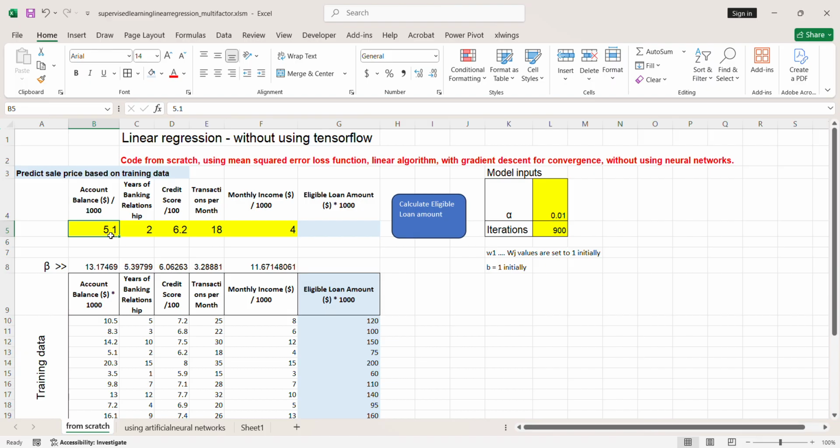Now let's go for the prediction. This is the row I have taken. So the eligible loan amount should be 75, is what we can expect from here. So I'm clicking on calculate eligible loan amount. It's doing the iterations. So it's almost getting steady at the 73 point.